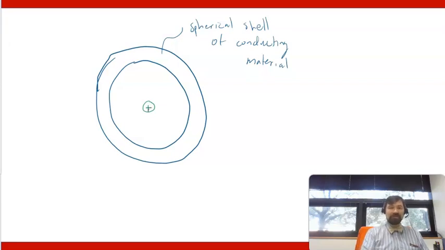We'll make it plus. Now we draw for ourselves the field lines that go with this charge. Well, according to the rules that we have for field lines, you should have field lines radiating outward from this charge, like so.